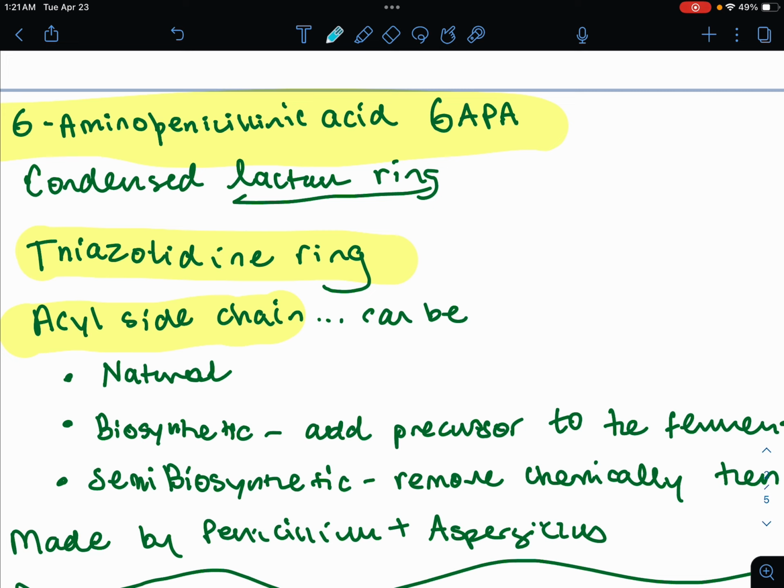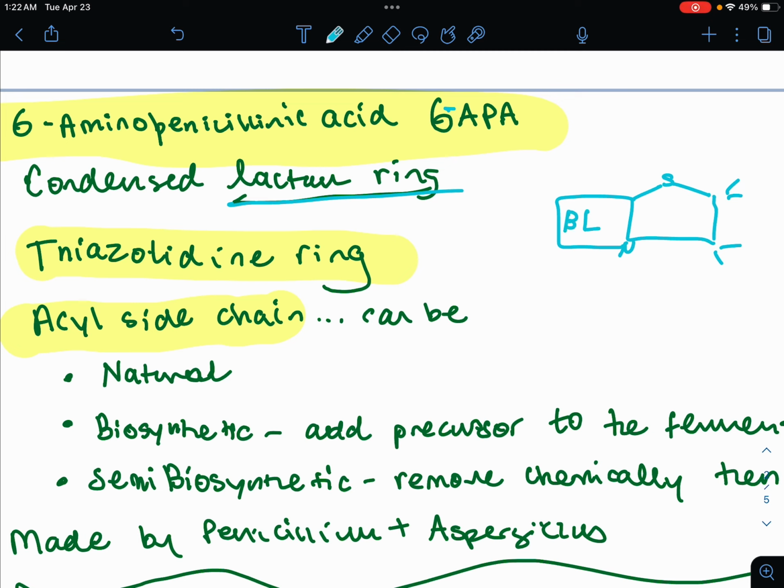Right, so this next slide has to deal with more beta-lactams. This is going to be the basic structure. This is going to be 6-aminopenicillanic acid, also known as 6-APA. This is going to have the condensed lactam ring, and then you're going to have this thiazolidine ring. The thiazolidine ring kind of looks like a pentagon. It has this sulfur here, has a nitrogen in the corner, then it has some groups off to the side like that. Beta-lactam ring, it's going to be like a square.